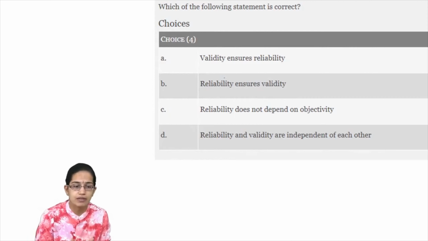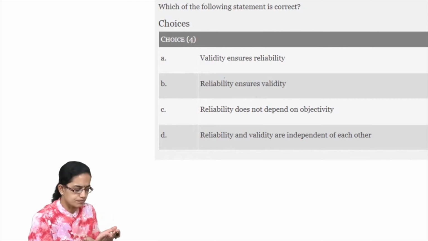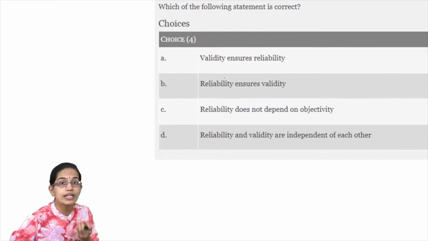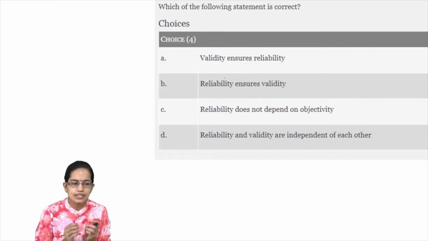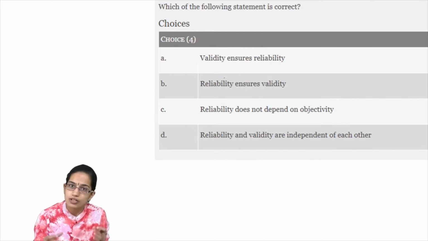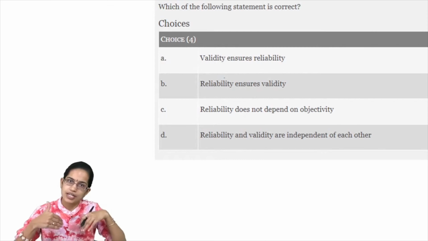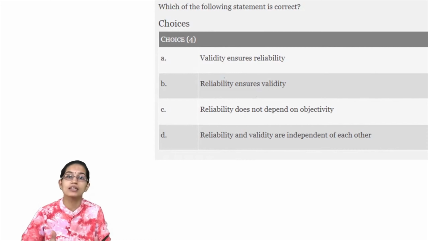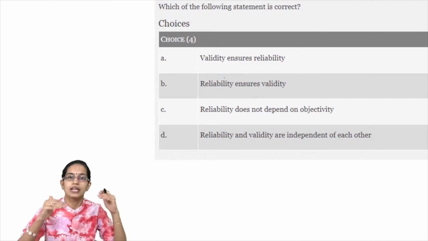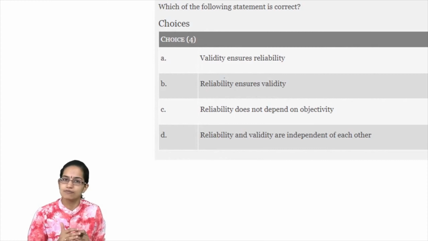That means the weighing machine is not consistent and not reliable. But it does not mean that the weighing machine is not valid. It is still valid because it is measuring your weight only. Every time it's trying to measure the weight, but the reliability is poor. It's not consistent in its findings.